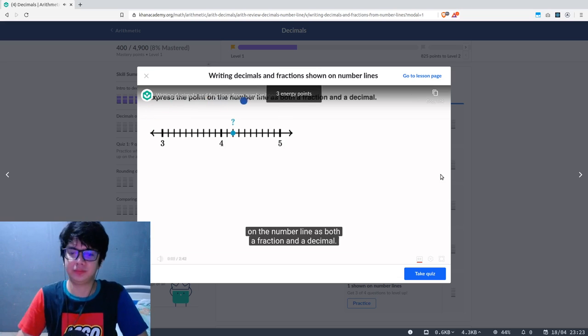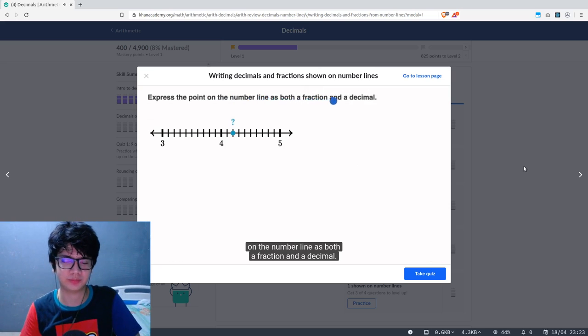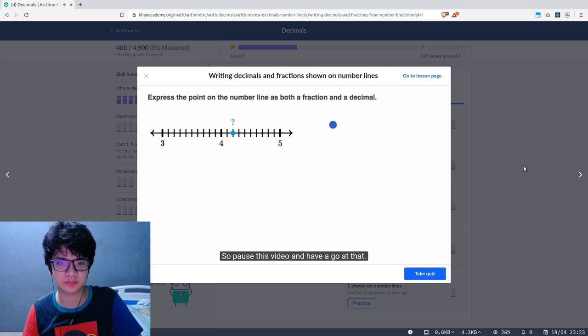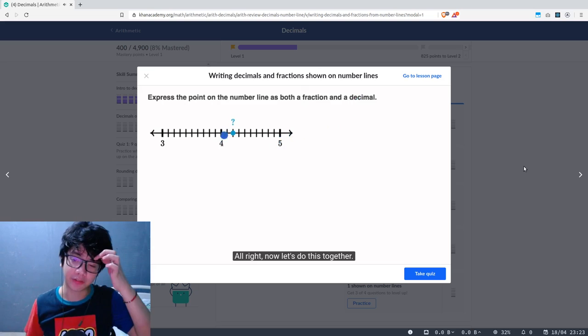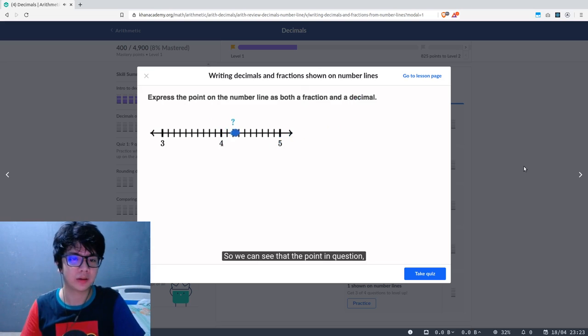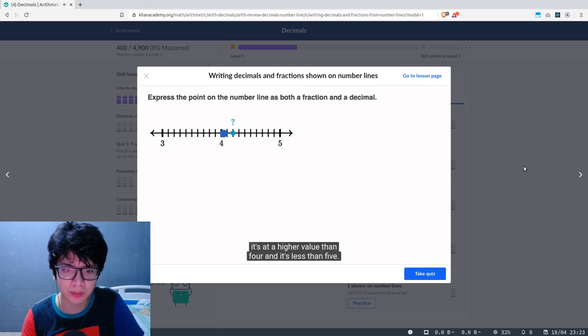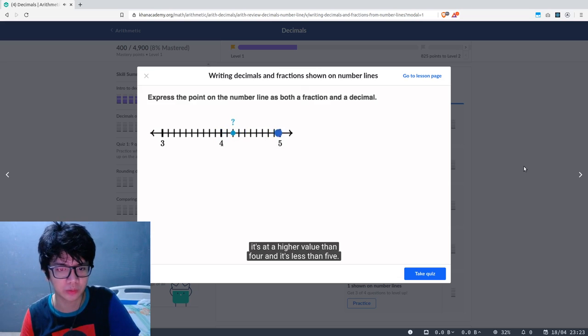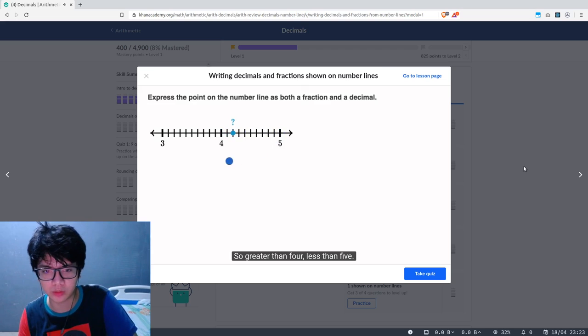Express the point on the number line as both a fraction and a decimal. So pause this video and have a go at that. All right, now let's do this together. We can see that the point in question is at a higher value than 4 and less than 5. So greater than 4, less than 5.